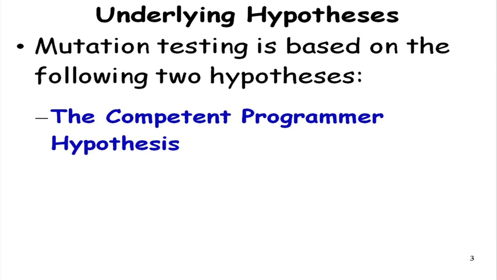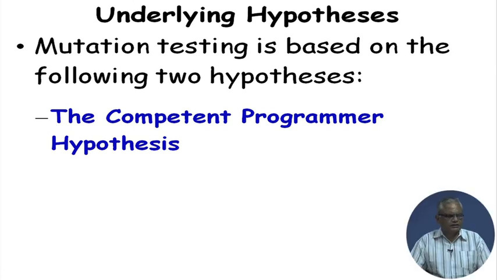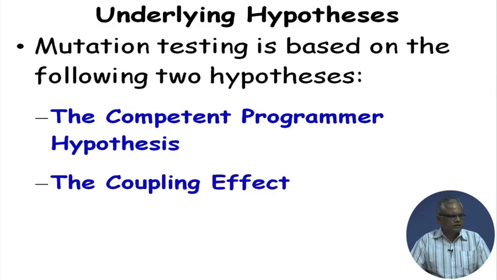Now, let us see why the mutation testing works. There are actually two hypotheses which lead to the success of mutation testing. One is called the competent programmer hypothesis, and the second is called the coupling effect. The competent programmer hypothesis says that programmers write almost correct programs. They do not write junk statements, they write meaningful programs, excepting that in one or two places they commit small errors. So, that is one of the assumptions.